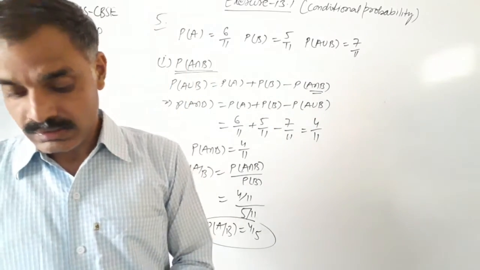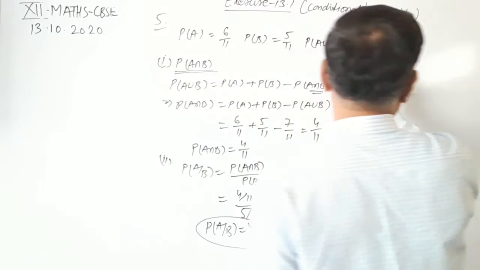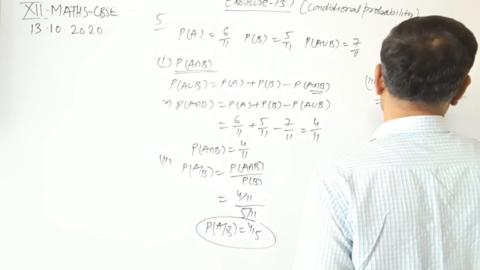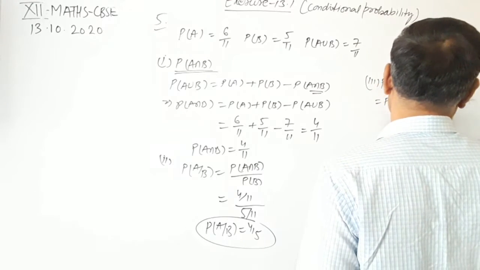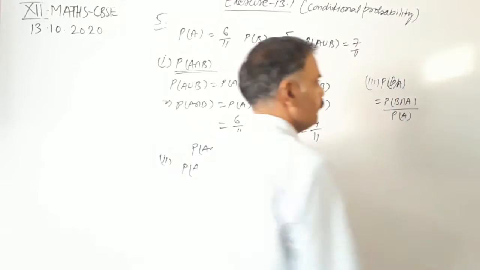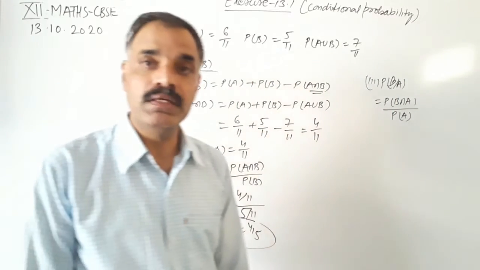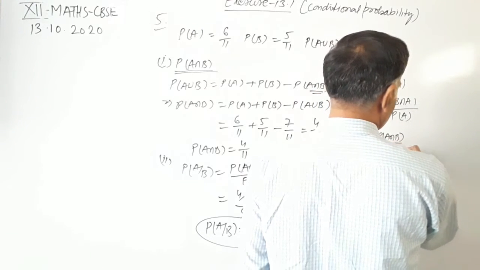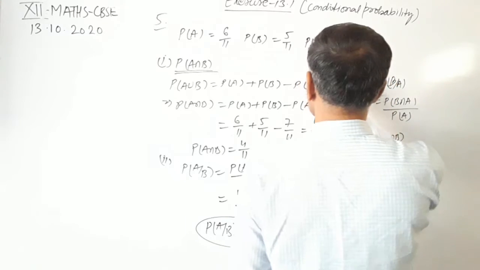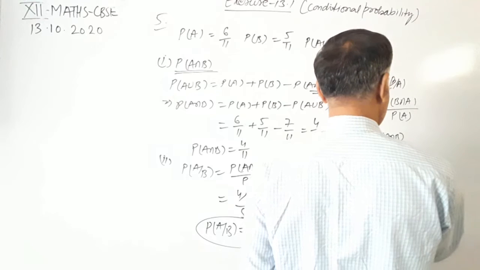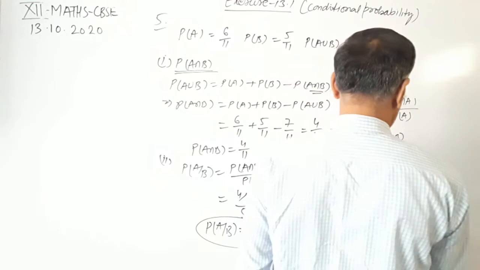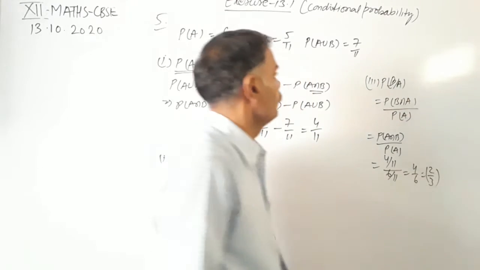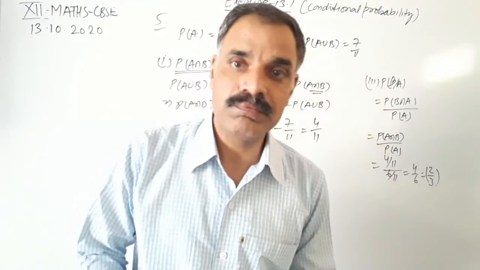Now the third part, P(B|A). B|A is also a conditional probability, so it is P(B intersection A) upon P(A), and this can also be written as P(A intersection B) upon P(A). So P(A intersection B) is 4/11, and P(A) is 6/11. So 4/6, that is 2/3. This was the third part of question number 5.